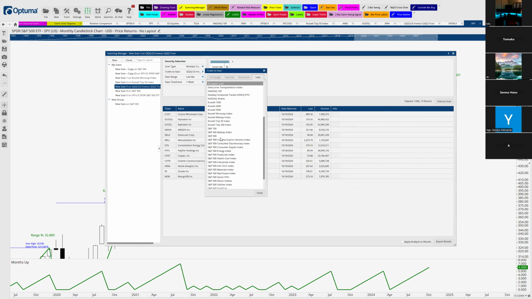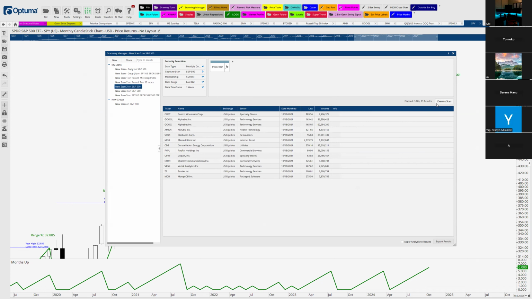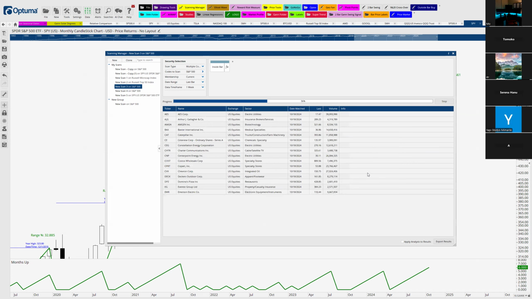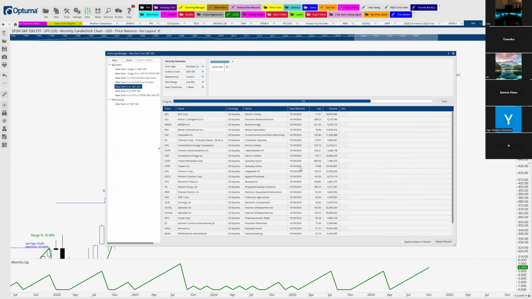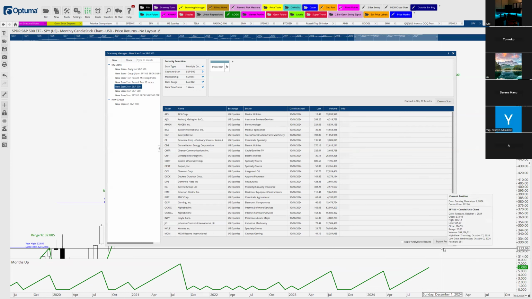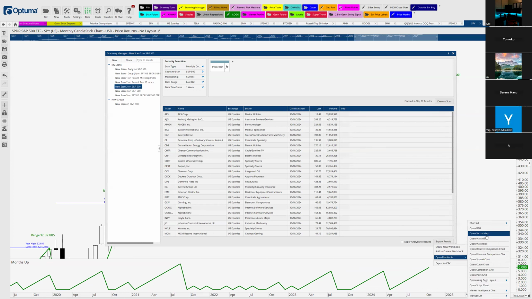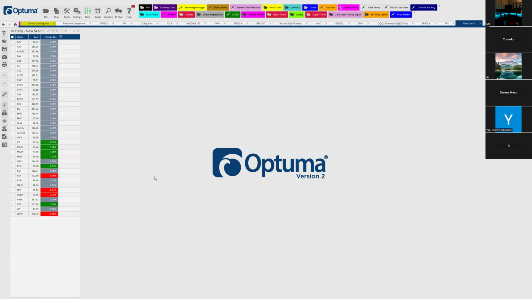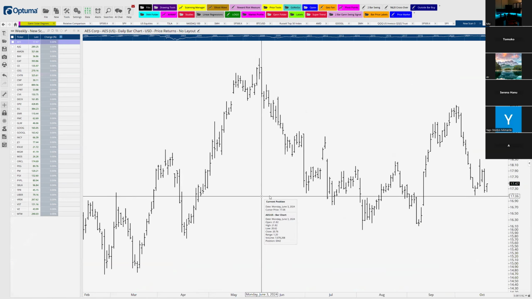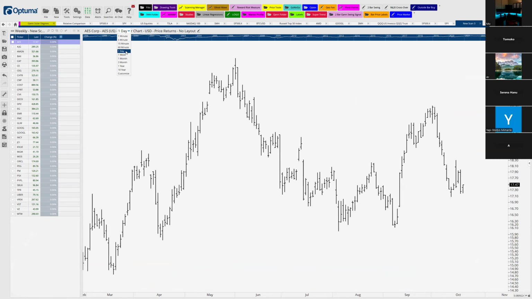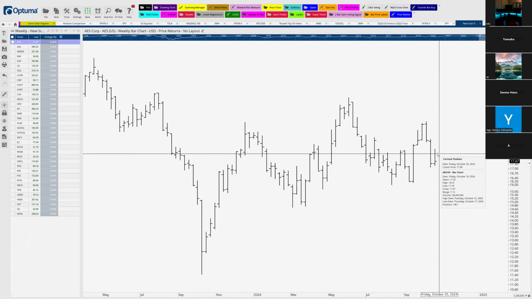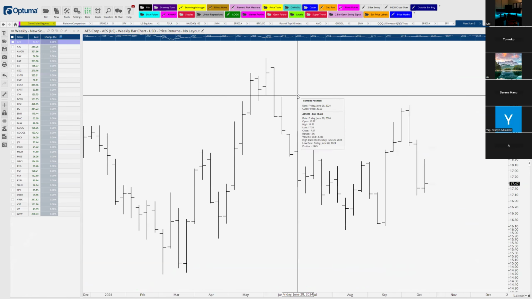Gotta do, where the hell is S&P, right there? Oh boy. 37 stocks closed the week with an inside bar. So change this thing to week. You see, they're all inside.